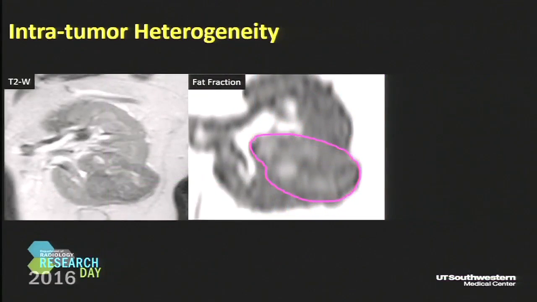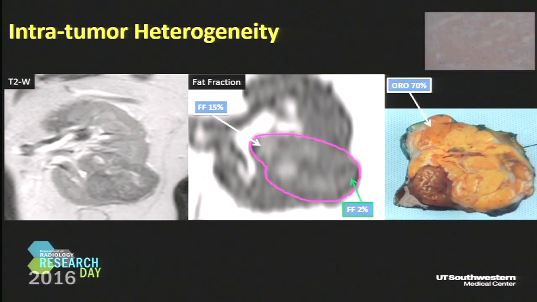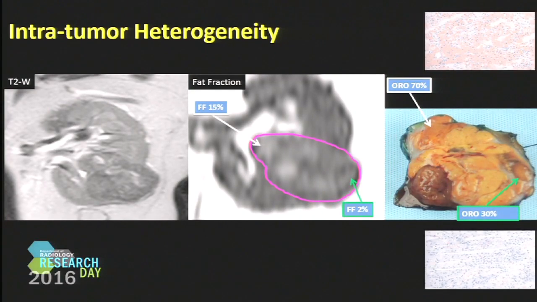We also observe a heterogeneous lipid accumulation in the same tumor, as in this case, 2 representative areas were selected based on fat fraction map. One was in a high-fat area with fat fraction 15%, the other a low-fat area with fat fraction 2%. Correspondingly, two fresh tissue samples from the same location showed staining in 70% of the tumor cells in high-fat area and 30% in low-fat area.